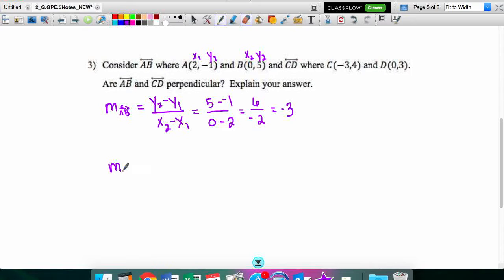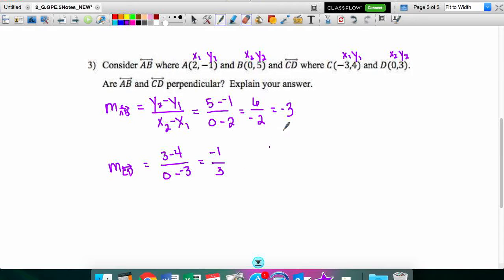Let's find our second slope. So we're going to find the slope of CD. CD contains these 2 points, so we'll again label them as our x1, y1 and our x2, y2. Using the same formula, difference of y's on top, so 3 minus 4, and difference of x's on the bottom, 0 minus -3, we get -1 over +3. So we get -1/3.